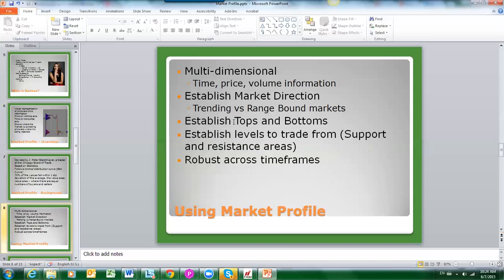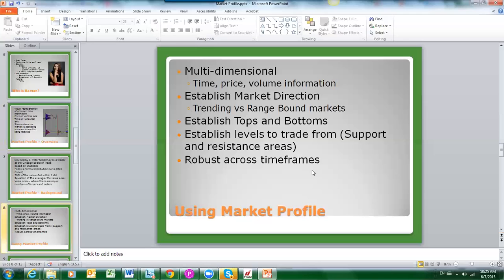Okay, so it can help us establish tops and bottoms. It can help us establish levels to trade from, so these are support and resistance areas. You can just visually look at the chart and mark your support and resistance areas on a plain chart, which is what I normally do. However, you can get confirmation from your market profile, and then you have that confluence of those areas. That then gives you a higher probability trade area to trade from.